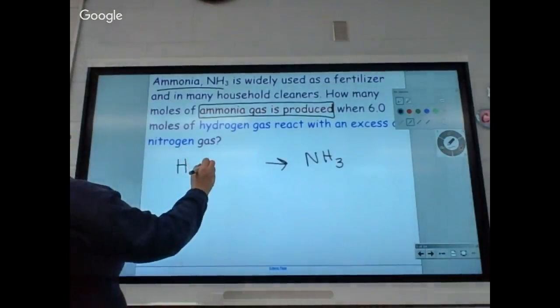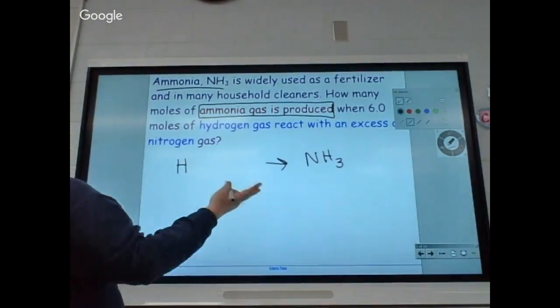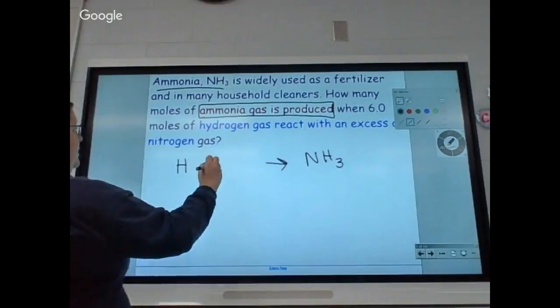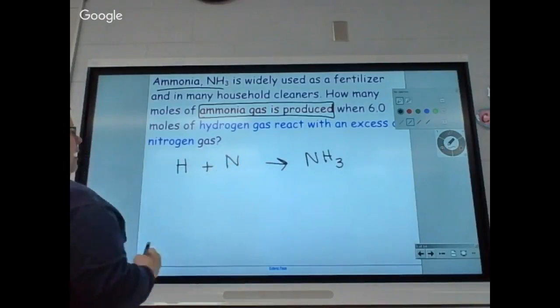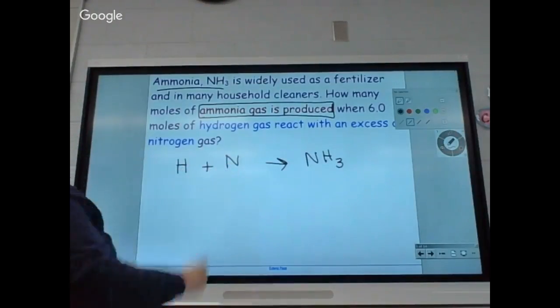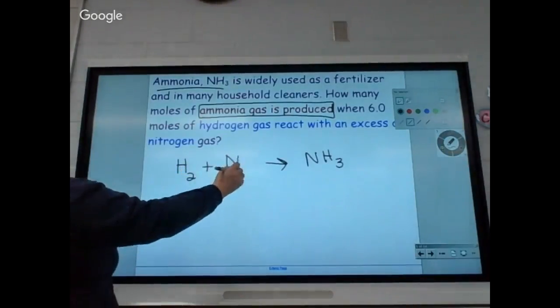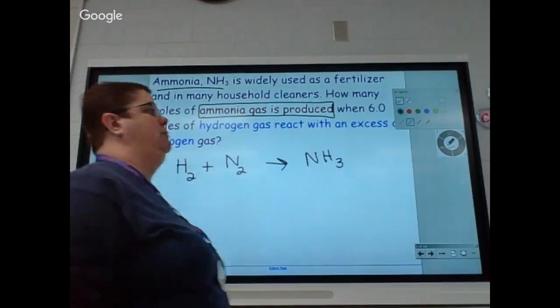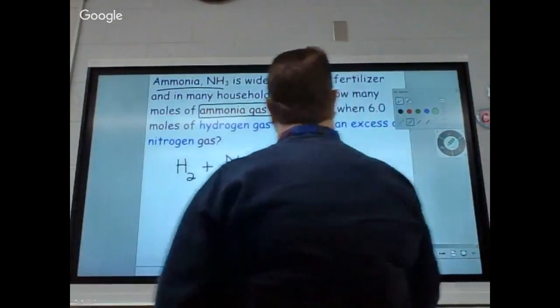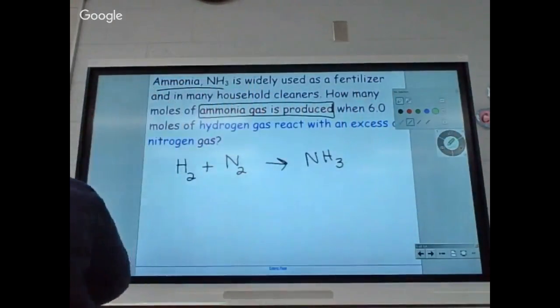Hydrogen reacts with nitrogen. How do I write "reacts with"? Plus nitrogen. Now, these are elements, right? What do we know about them? So I put 2's on. All right. Is it balanced? No. So what do I need to do to balance it?